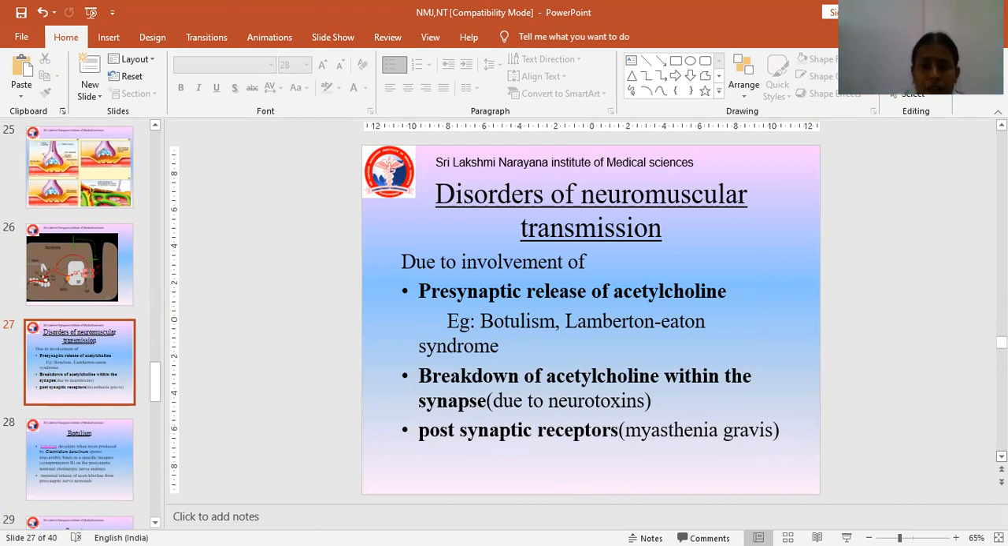The disorders of neuromuscular transmission are discussed under two headings, that is, due to the involvement of presynaptic release of acetylcholine and breakdown of acetylcholine within the synapse and postsynaptic receptors. The involvement of presynaptic release of acetylcholine is seen in botulism and Lambert-Eaton syndrome, or Eaton-Lambert syndrome. Breakdown of acetylcholine within the synapse and postsynaptic receptors is seen in myasthenia gravis.